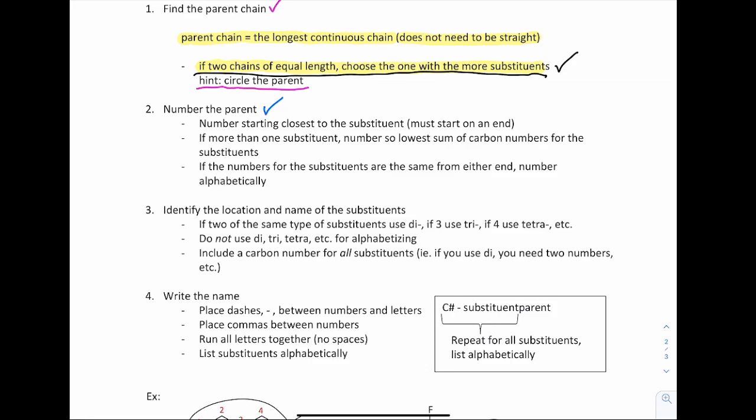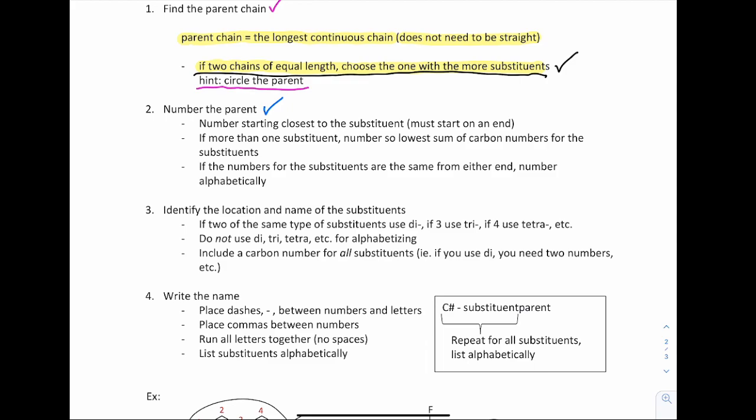So our rules. We want to start closest to the substituent. Again, remember substituents are just my branches. I have to start on an end, but I want to start at the end closest to the substituent. So if there's one substituent, I want to start at the end closest to it. If there's more than one substituent, I want the lowest sum of carbon numbers. And this should make more sense when I go through the examples, but I want the lowest sum.